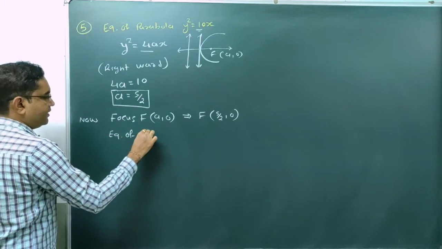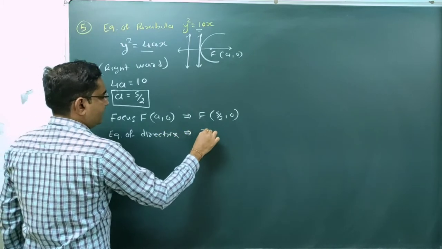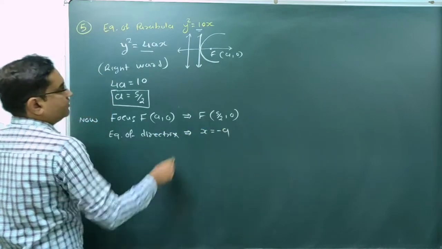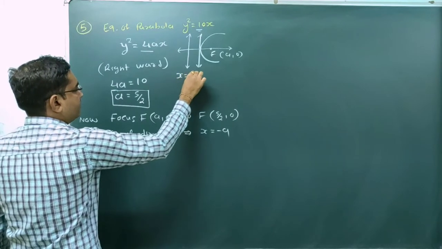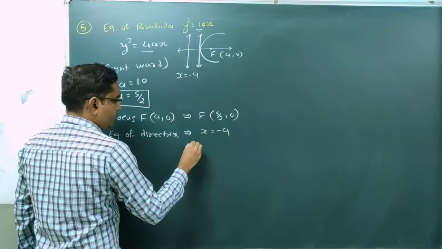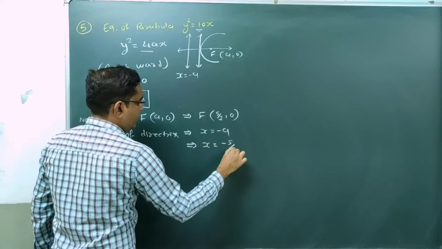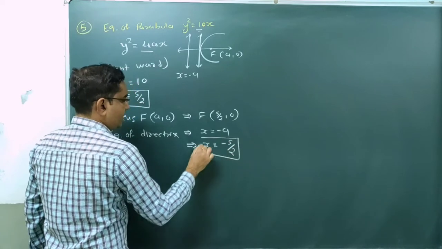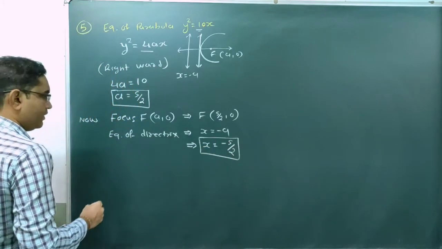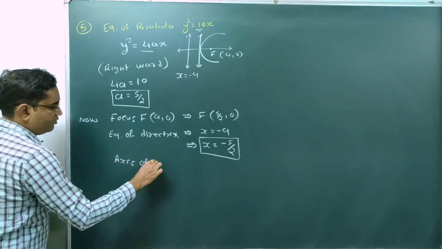Now equation of directrix. Equation of directrix is x equal to minus a. So value of a is 5 by 2. Hence equation of directrix is x equal to minus 5 by 2. Now axis of parabola.